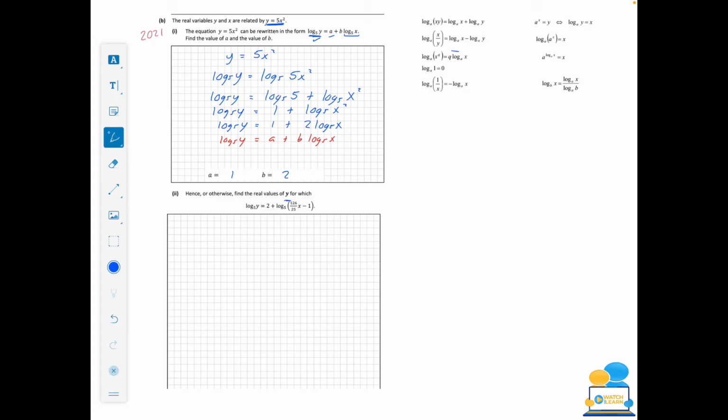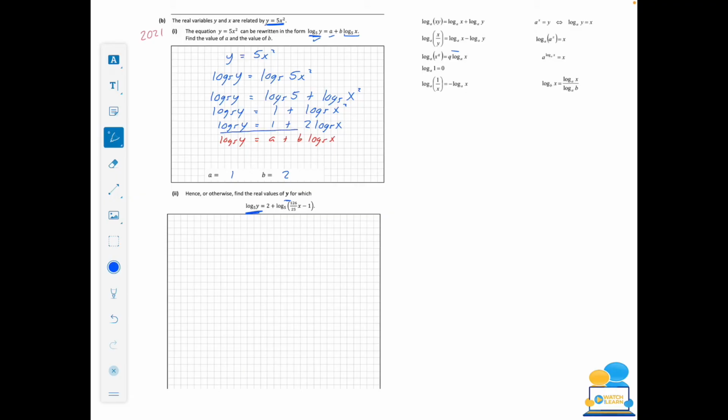So our last answer should be y is equal to a number. So we're looking for the real values of y, for which log to base 5 of y is equal to 2 plus log to base 5 of 126 over 25x minus 1. So first I need to look for my link to the previous part.